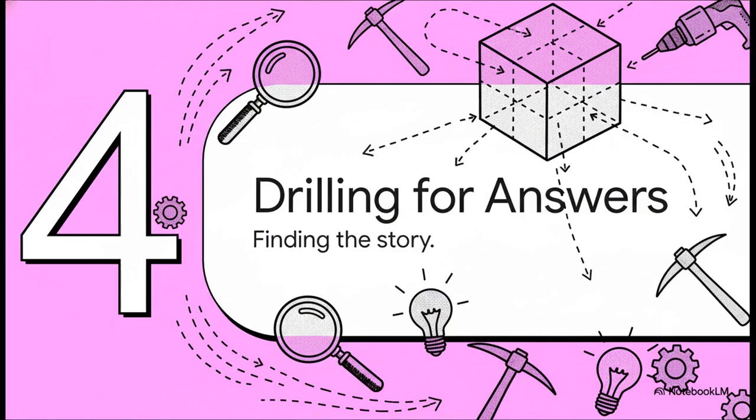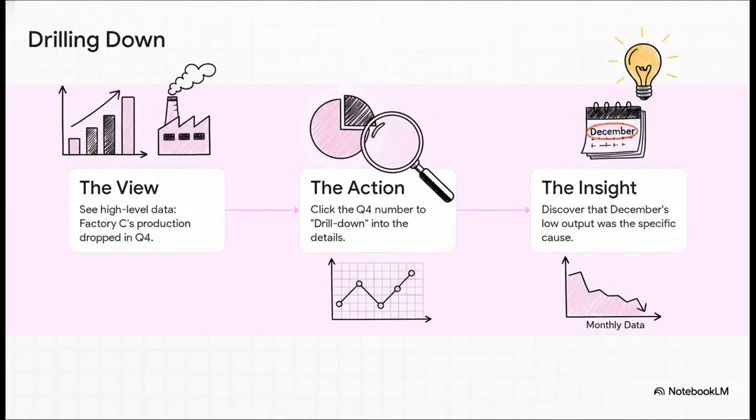Okay, so now that we have our data loaded into this super powerful cube, we can actually start to interact with it. This is the fun part. This is where an analyst goes from just passively looking at data to actively drilling into it to find the real story. This whole process is called drilling down. So imagine you're looking at the data and you see that production at, say, factory C dipped in the 4th quarter. With an OLAP tool, you don't just jot that down in a notebook. No, you literally click on that Q4 number and you instantly drill down to see the monthly data. And bam, there it is. You find out that December was the specific problem. And that's how you turn a general observation into something you can actually act on.